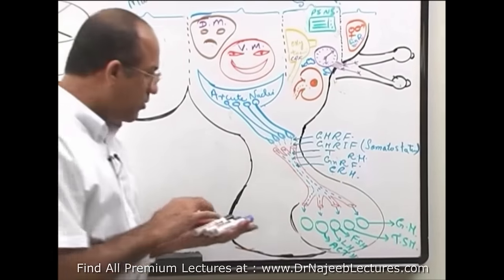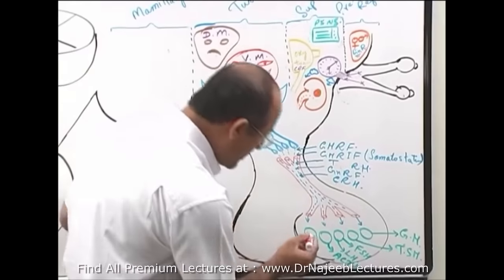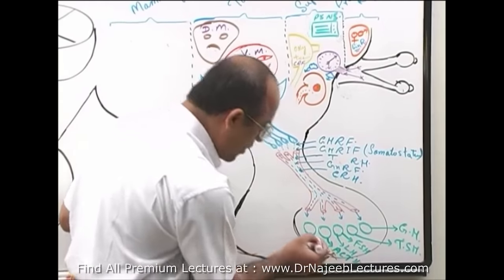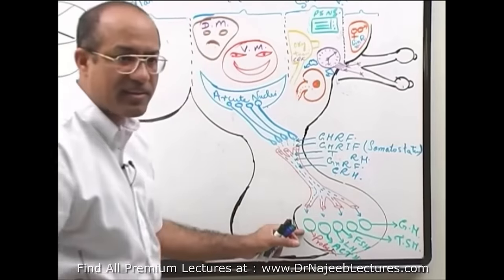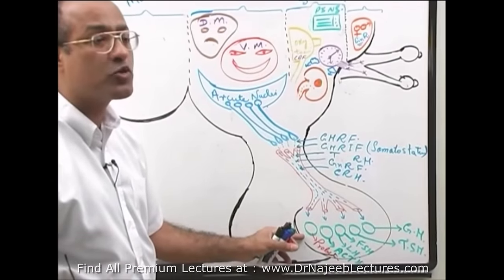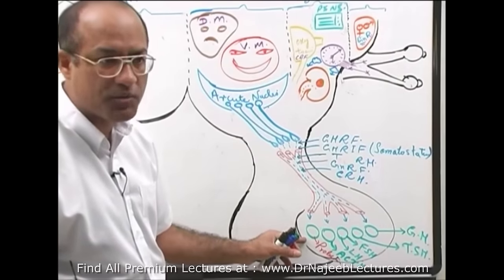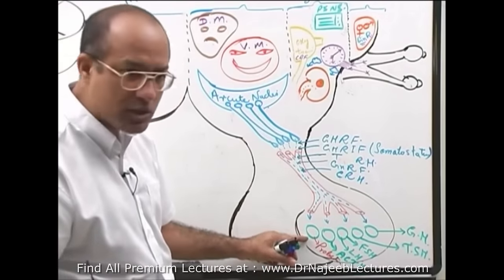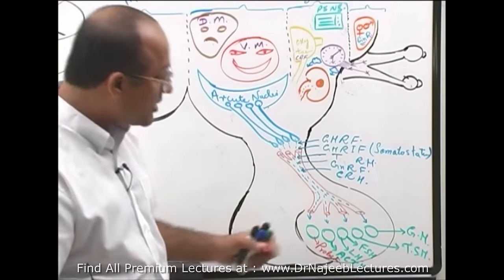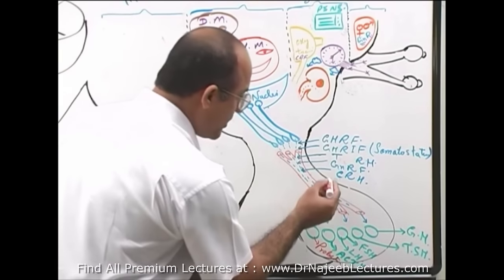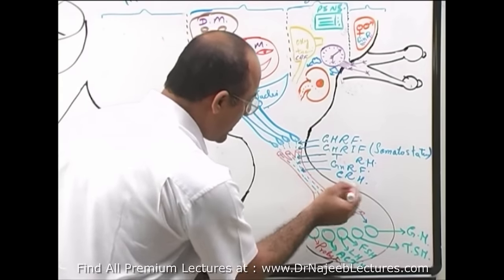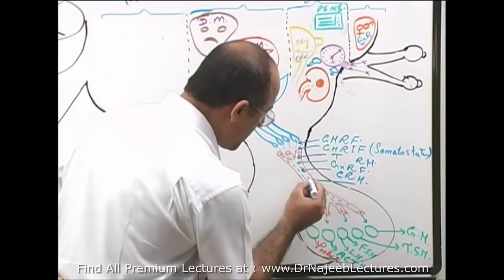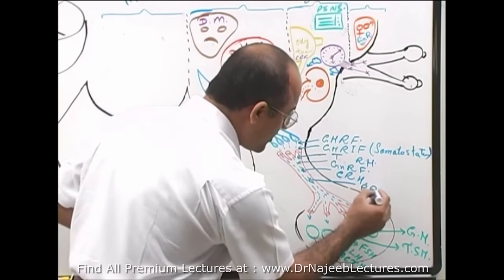Now we come to something very important. This is releasing prolactin. This is the prolactin producing cells. They very commonly produce an adenoma here, a tumor, a prolactin producing tumor. We'll talk about that later. Now, these prolactin producing cells are under the influence of, number one, a peptide which is coming from there, and that peptide is called prolactin releasing factor.